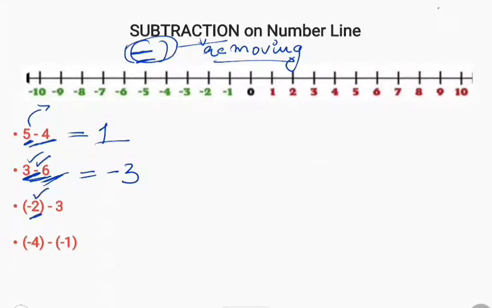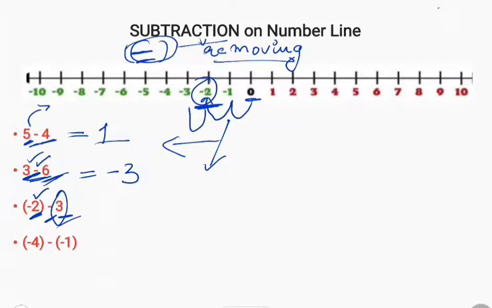Now we'll see the next one, minus 2. It is clearly given here that this is minus 2. So from 0, first we have to move on the left side. One step, second step. So we reached minus 2. Now we have to subtract. How many steps? 3 steps. For subtracting, we'll move on the left side from here because we are already at this place. 1, 2, 3. After moving 3 steps on the left side, we reached minus 5. So the answer for this is minus 5.